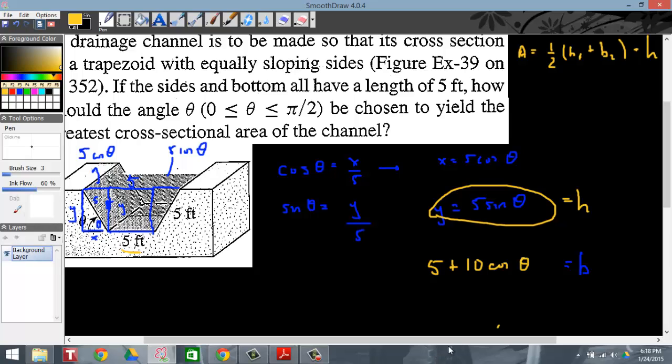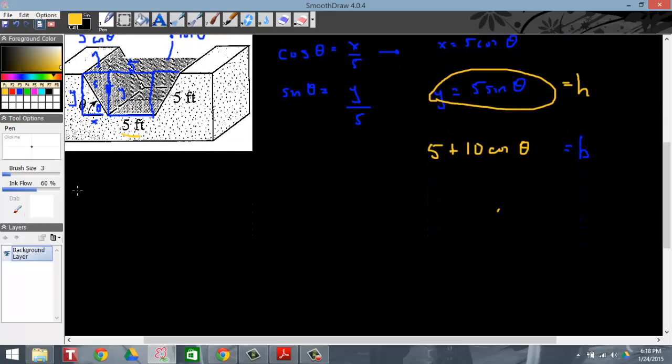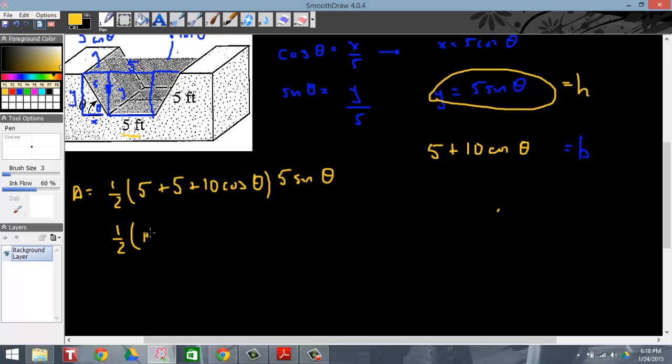So I believe we have enough information at this point to write the equation of the area of the trapezoid. So A is going to equal 1/2 base 1 plus base 2. So that would be base 1 is 5, and then plus base 2 is plus 5 plus 10 cosine theta times the height, 5 sine theta. So if I simplify all of this out, I'm going to get 1/2 times 10 plus 10 cosine theta times 5 sine theta.